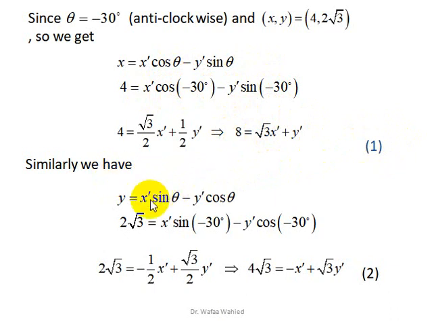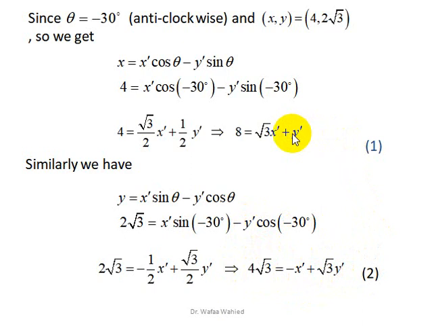Similarly, we will have y equals x dash sine theta plus y dash cosine theta. Here y of the point B is equal to 2 square root of 3, x dash is the new coordinate, theta is the angle of rotation equal to minus 30 degrees, and y dash is the new coordinate of the point B. So we will have this equation. This equation is called equation 2.